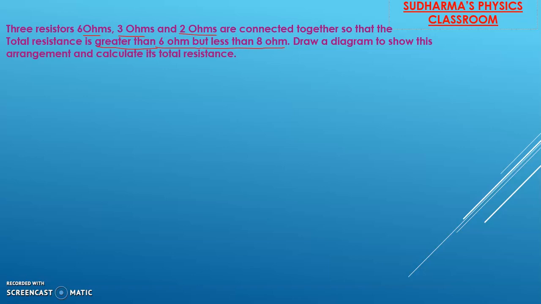So as usual, our first procedure is to write down the data. Never forget that R1 is equal to 6 ohms, R2 is equal to 3 ohms and R3 is equal to 2 ohms. Okay, so they are connected together so that total resistance is greater than 6 and less than 8 ohms. So in this question also they have not given what type of connection it is, right? So it's our duty to find out what type of connection it is. And the case is a little bit complicated because we have 3 resistors. The previous one had only 2 resistors, so the process was really easy.